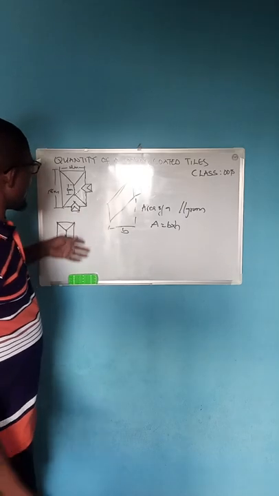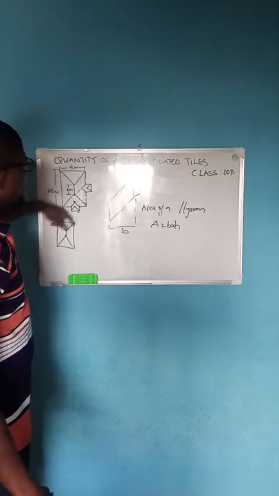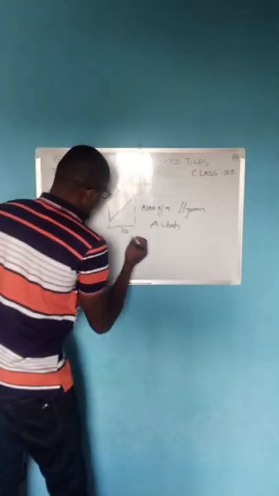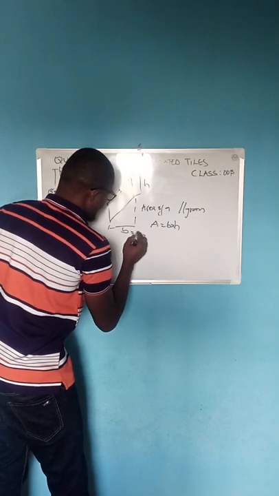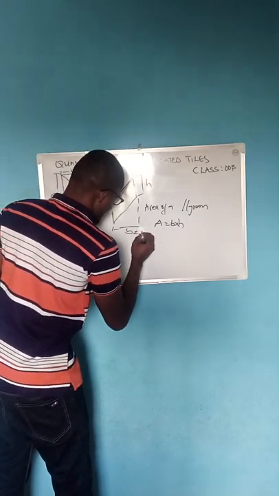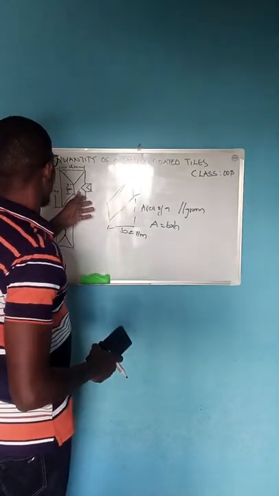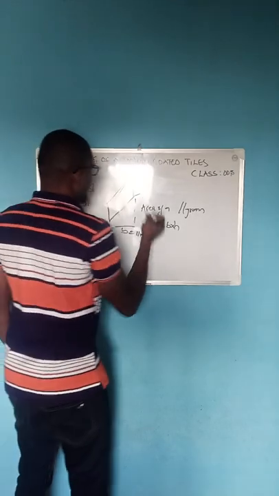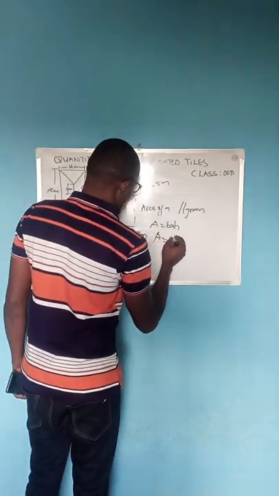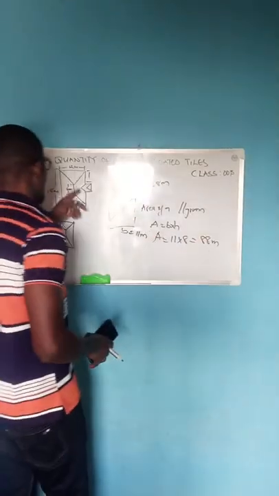Then you have to measure the base. The base of this parallelogram is this, the hip of this triangle. You measure it from there, in your table. Let's assume the base is 11 meters. Then the height, assuming that the height is 8 meters. The area is equal to 11 times 8, which will give us 88 square meters. That would be for this parallelogram.